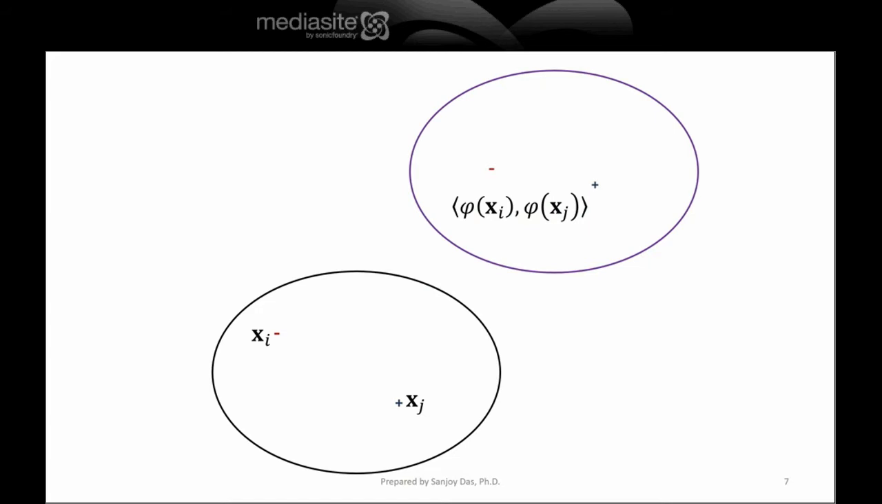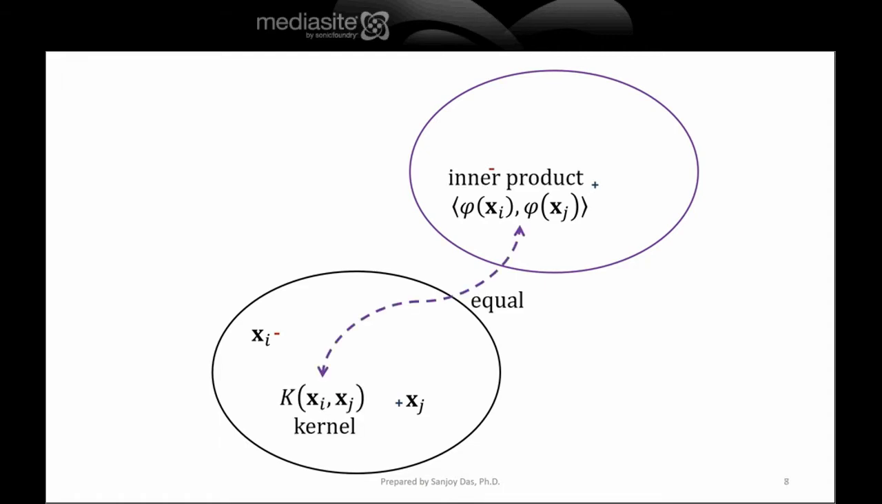And let's consider the inner product in the unknown space, such that is there some other function k called the kernel function such that the kernel function in the known space is equal to the inner product in our unknown space. In which case we can operate on this kernel instead of going to the unknown space and computing the inner products of every pair of points in the unknown space.